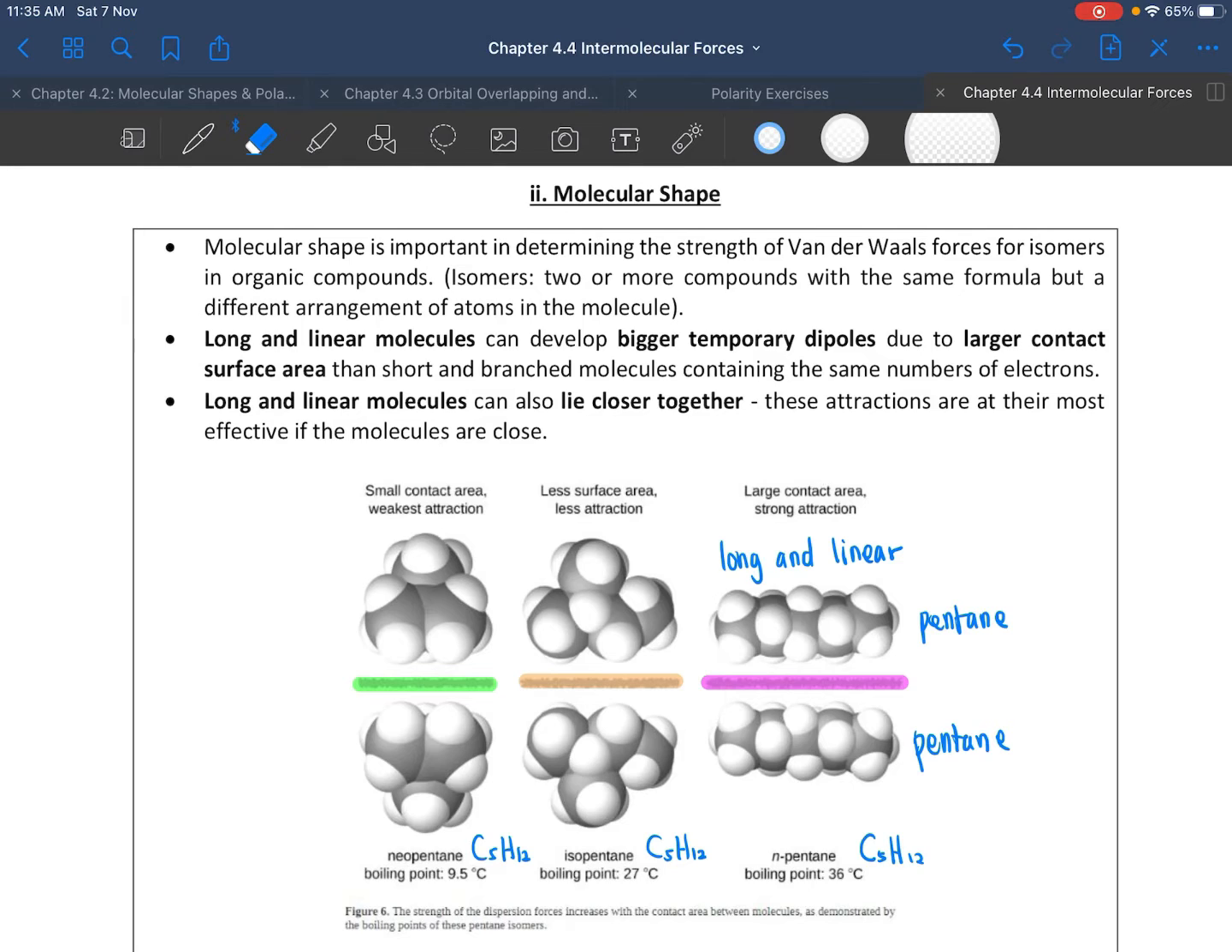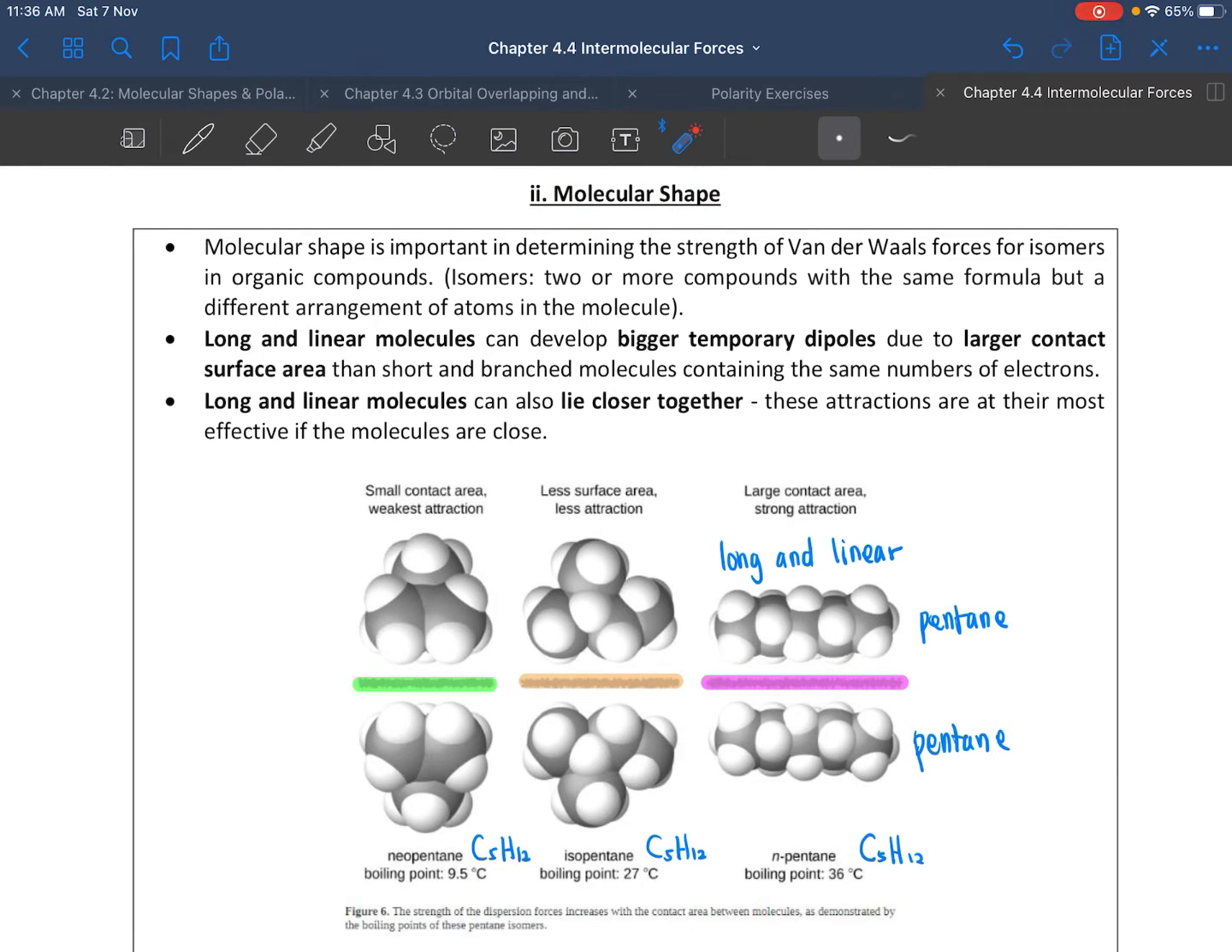Okay, so the next factor affecting the strength of van der Waals forces is molecular shape. Tapi saya ingatkan balik, kamu akan tengok the second factor ni apabila the first factor iaitu molecular weight dia sama. Molecular weight antara molekul yang kamu nak bezakan tu sama. Then baru tengok molecular shape untuk determine the strength of van der Waals forces.